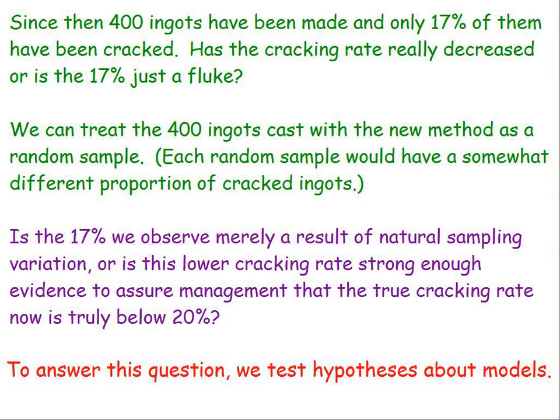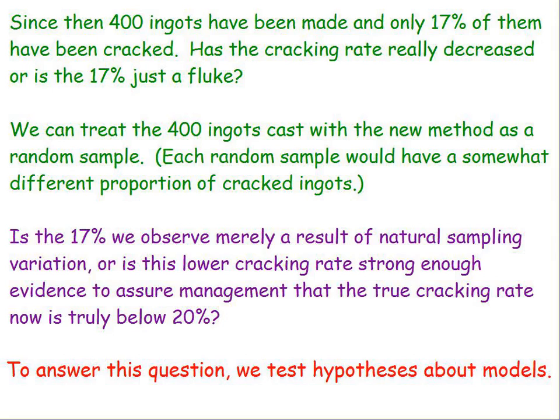So that's our main question that we're going to test using a hypothesis test: has the cracking rate really decreased? We can treat the 400 ingots cast with the new method as a random sample. Each random sample should have a somewhat different proportion of cracked ingots. Is the 17% we observe merely a result of natural sampling variation? Or is this lower cracking rate strong enough evidence to assure management that the true cracking rate now is truly below 20%? Well, to answer this question, we need to learn how to test hypotheses.